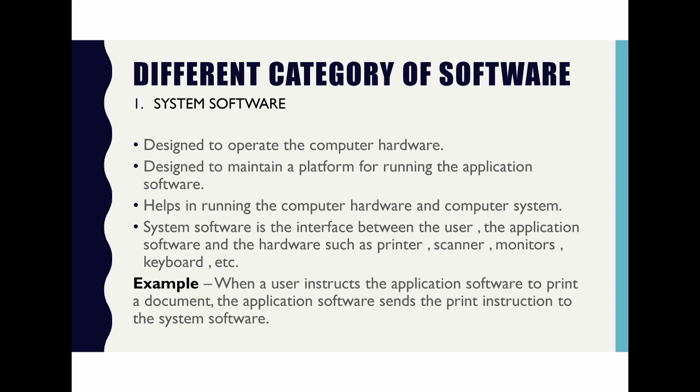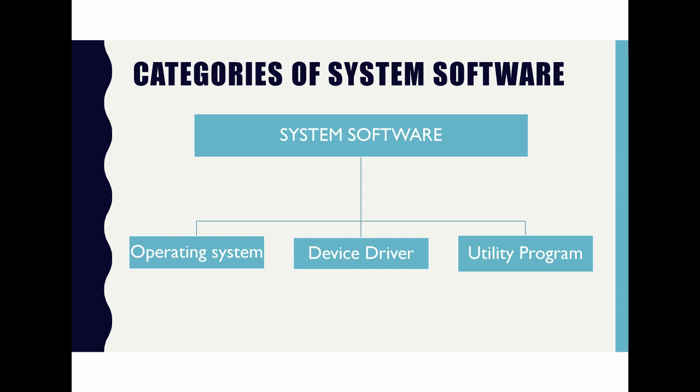After that, we have learned about different categories of the software that are available to us. First of them is system software. About system software, we have learned it is designed to operate the computer hardware, designed to maintain a platform for running the application software. After that, we have learned the system software has three different categories. First of them is operating system, second one is device driver, and third one is utility program.